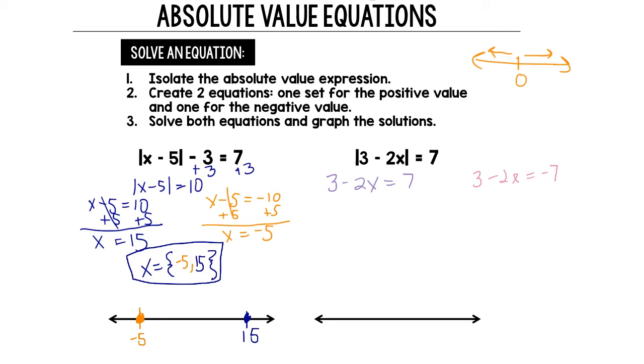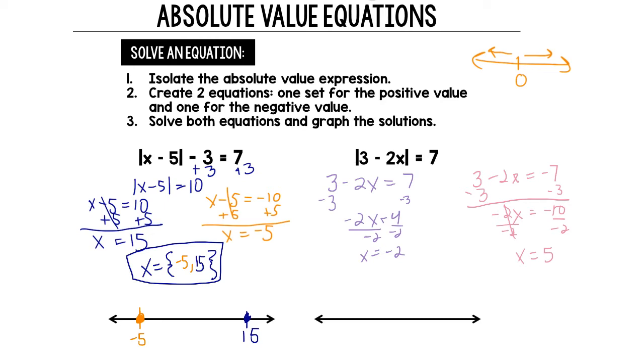Let's solve the left. Let's subtract 3 from each side. We get negative 2x is 4, and divide by negative 2, x is negative 2. On the right, subtract 3, and we get negative 2x is negative 10. Divide by negative 2, and x is 5. So those are our 2 possibilities. We're going to represent our solution like that.